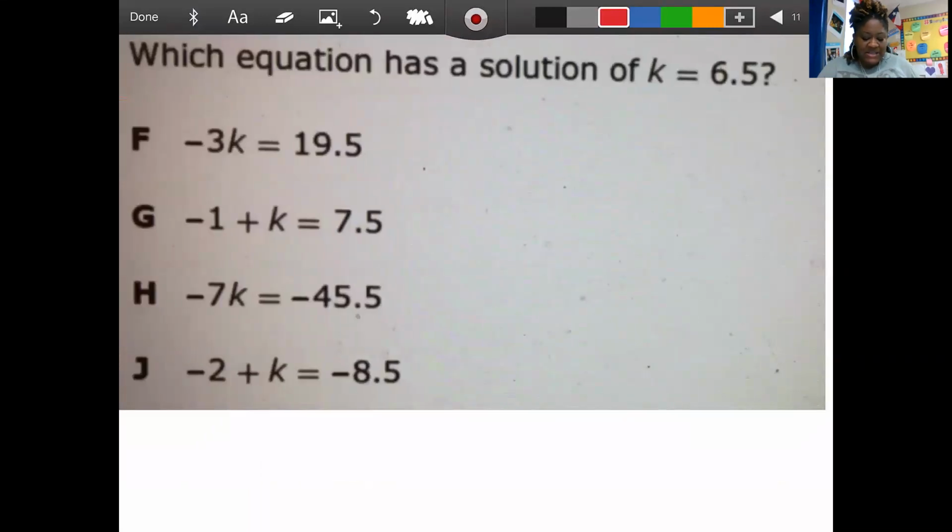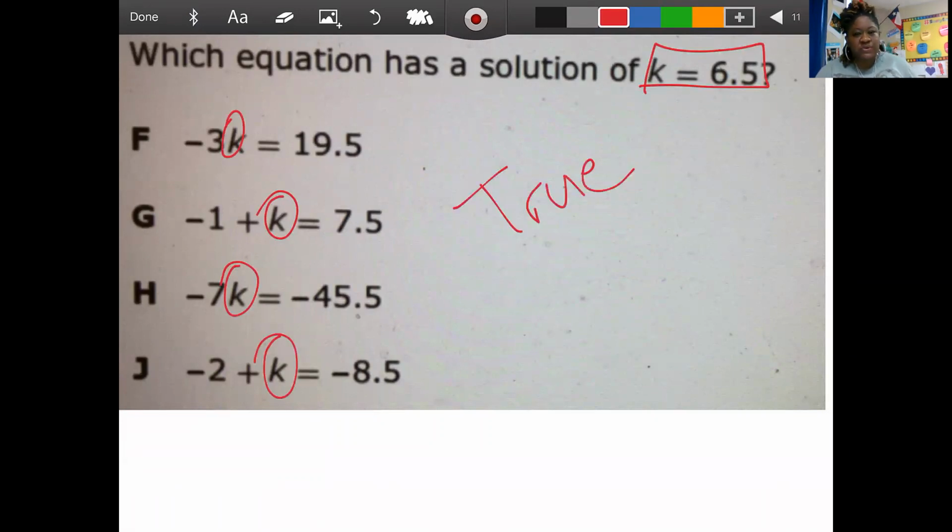Which equation has a solution of k equals 6.5? Same thing we just did. So where you see the K, substitute that with 6.5, and you're looking for the equation that's true. Okay, it's going to have to be true. So it's going to equal whatever your answer choice is.